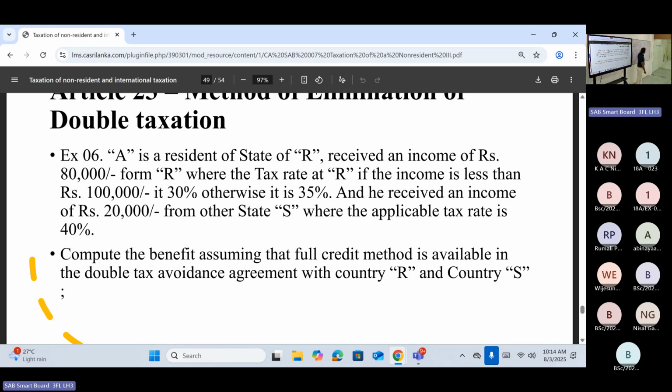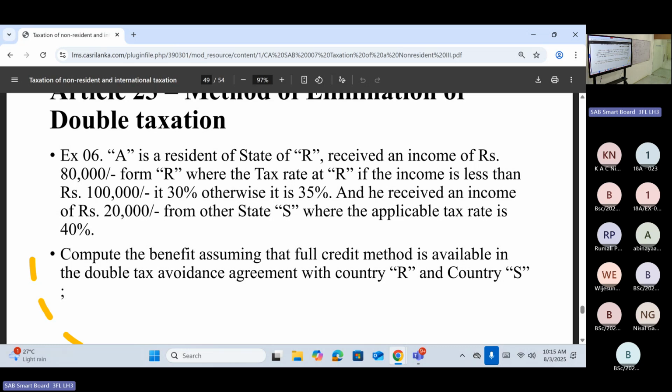When we tax this person, the income in this country can be taxed at 7,000, but the credit given is 8,000. So there is another mechanism, called the ordinary credit method. Most agreements follow the ordinary credit method.